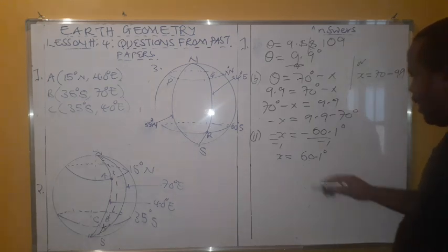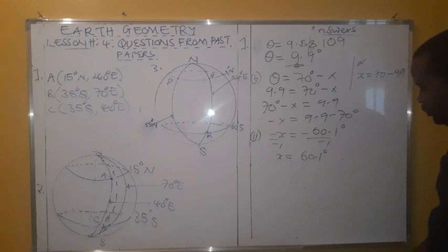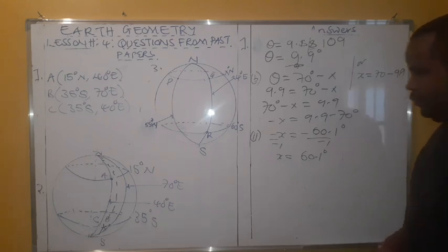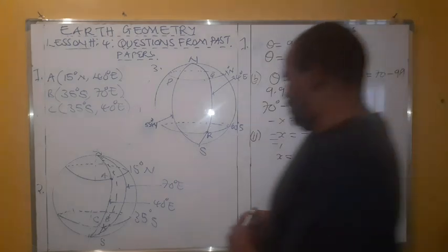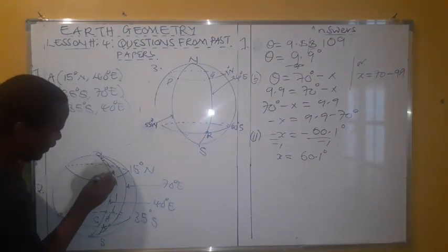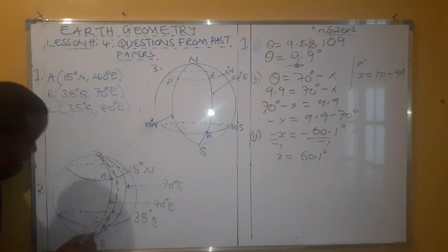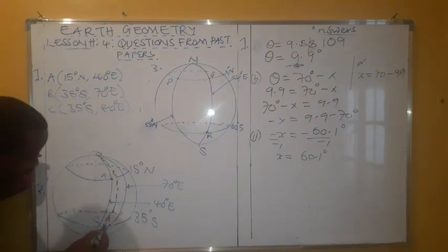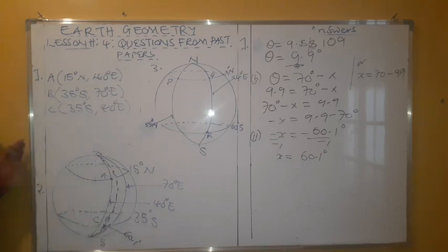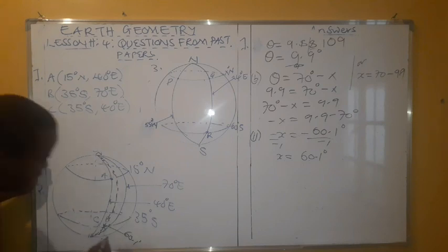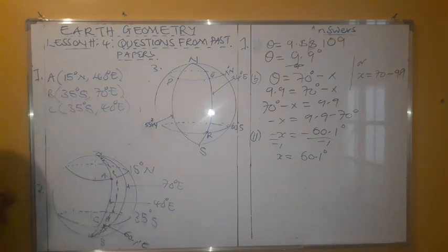Okay, so what we are saying is, in terms of the longitudes, this longitude here is 60.1 degrees, but this is what? East. Okay, so that's what we have. So here, that's where our Q is now. That's where our Q is here.